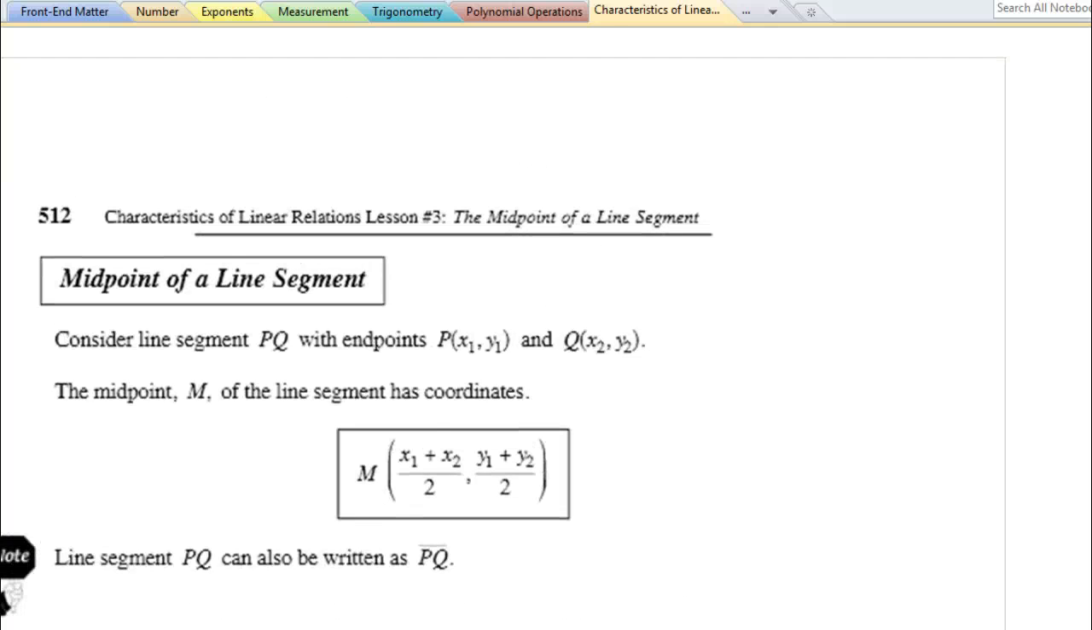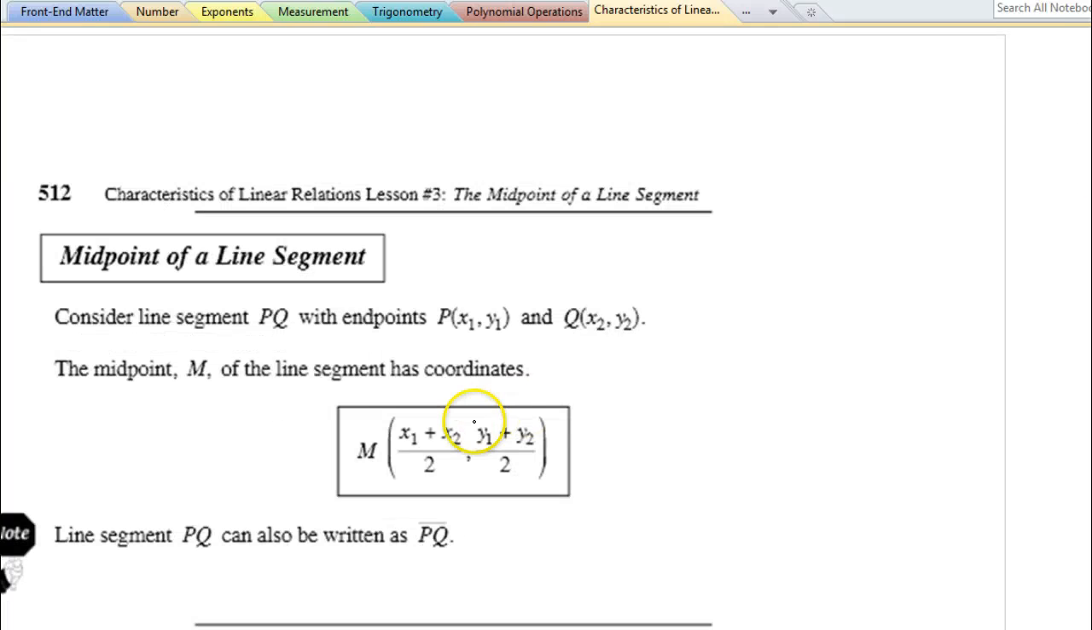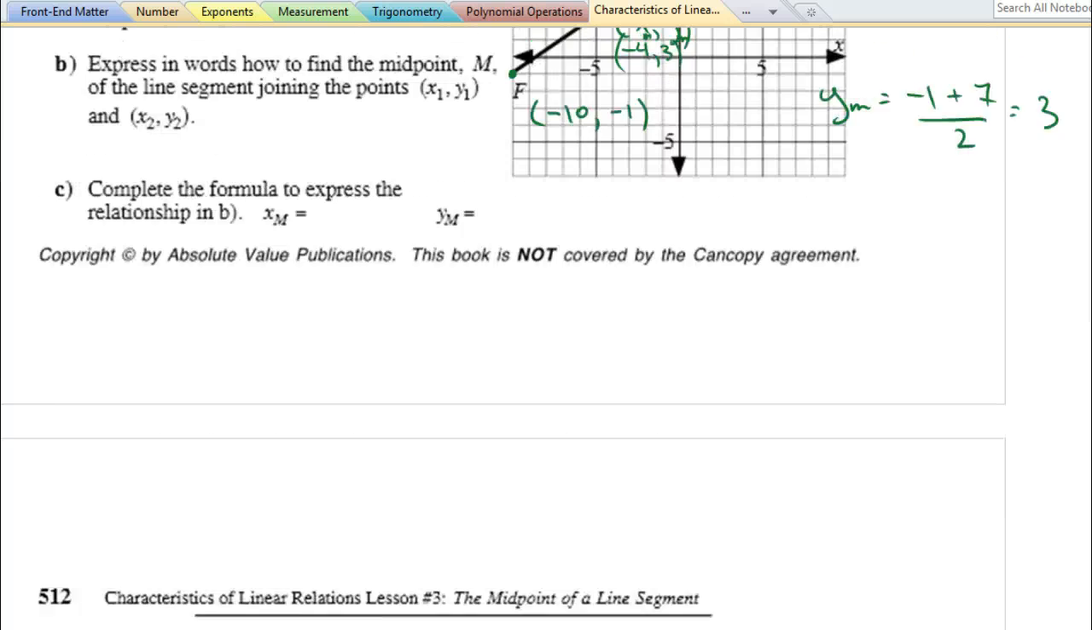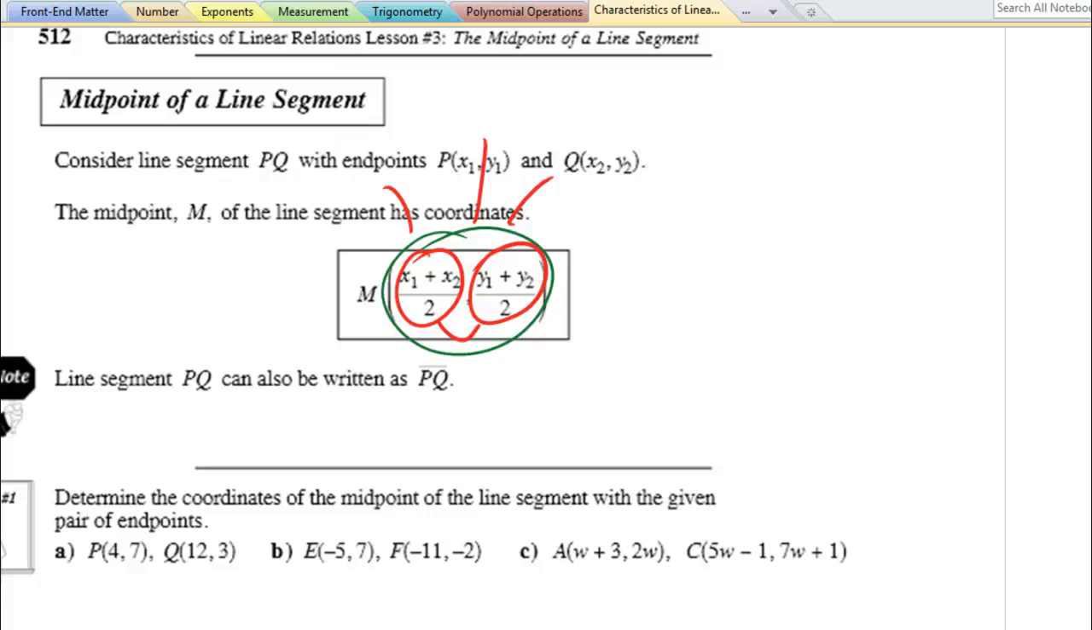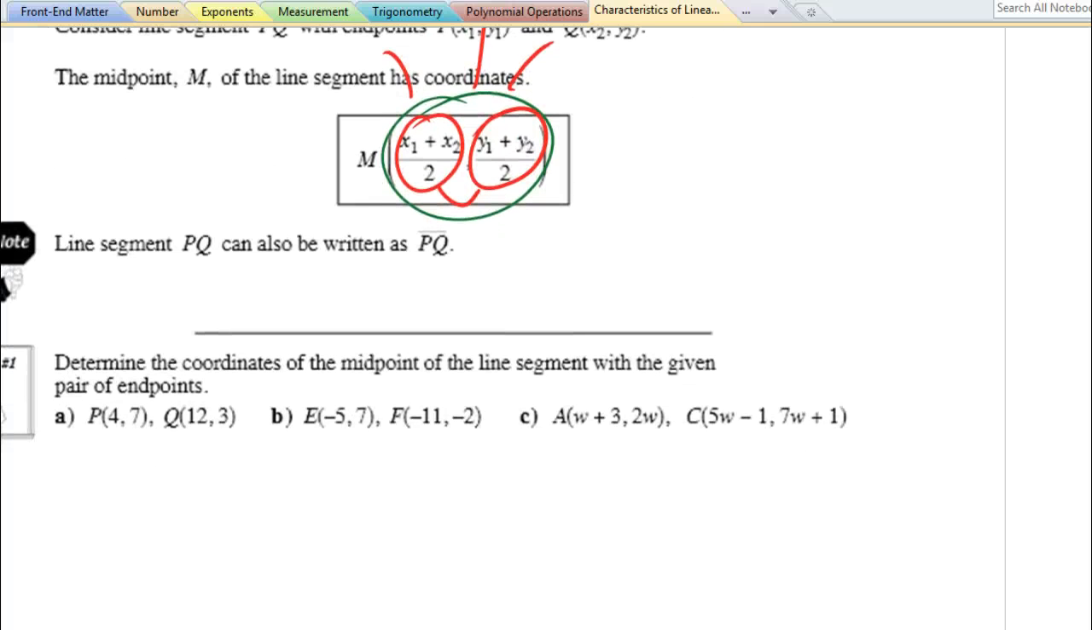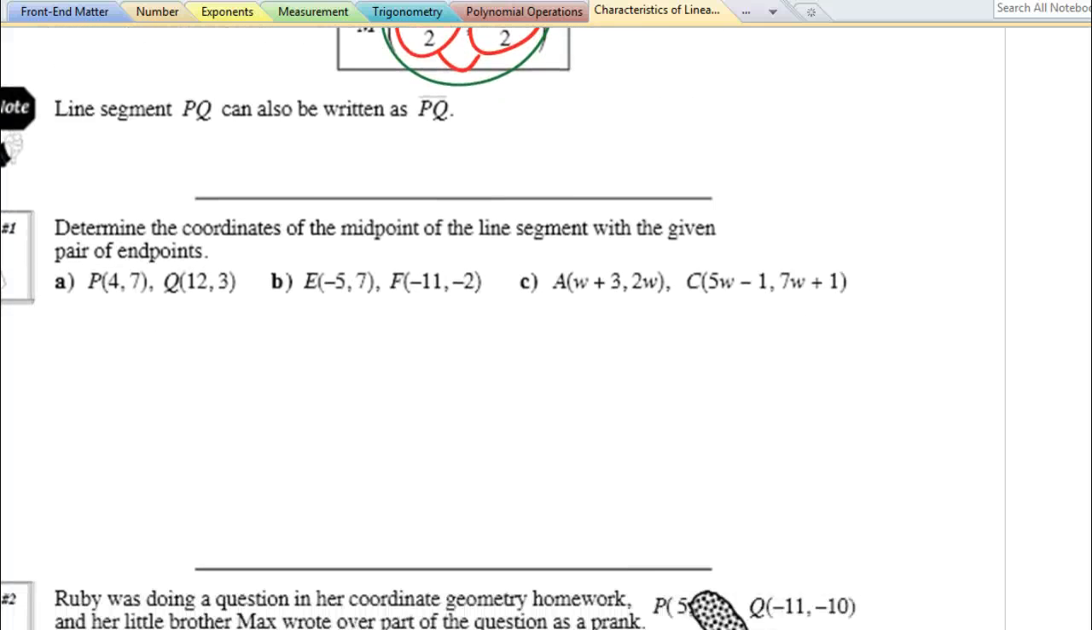Again, they give this to you in a formula here. The formula for midpoint: that's the x coordinate, that's the y coordinate. Little happy guy. Again, you don't have to worry about memorizing this as long as you understand what is happening here. You just add the two coordinates and divide by 2. So let's go ahead and do some problems here.